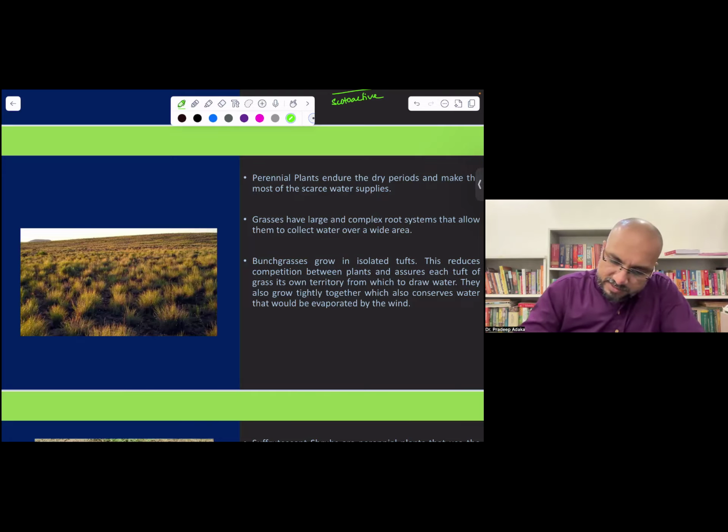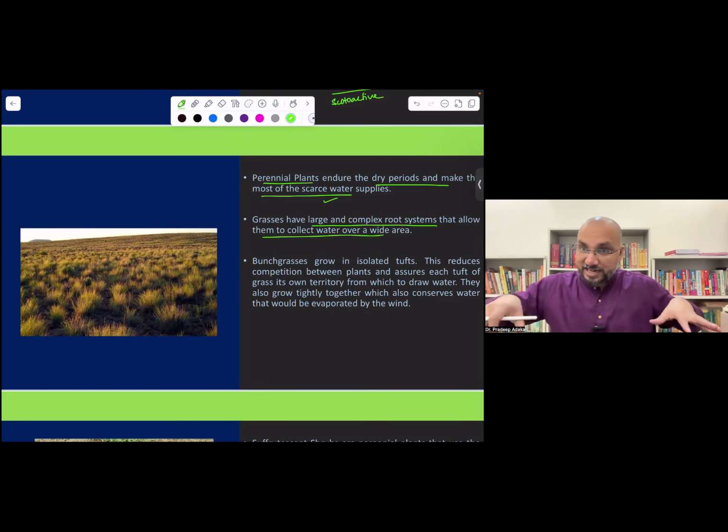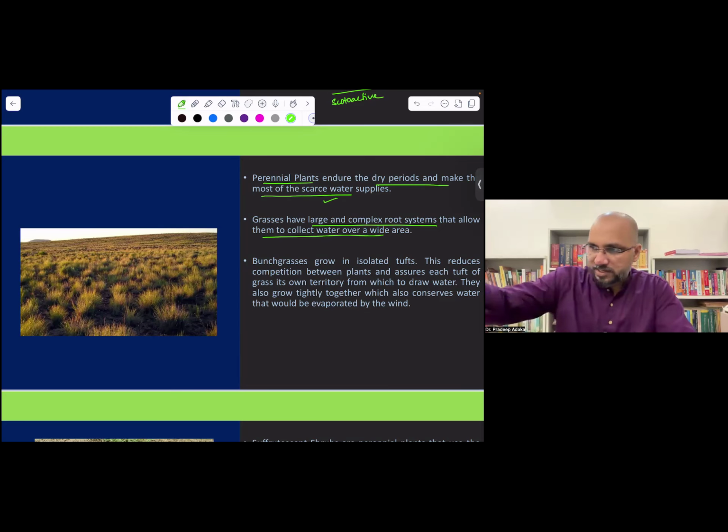So perennial plants, they endure dry periods and make the most of the scarce water supplies. So they will utilize the water very efficiently. They will not waste water. So grasses, they have large and complex root systems that allow them to collect water over a wide area. So their root system spreads, and they will collect water from a larger area.